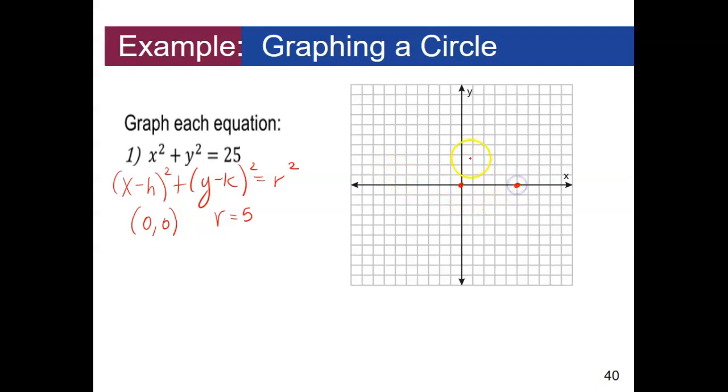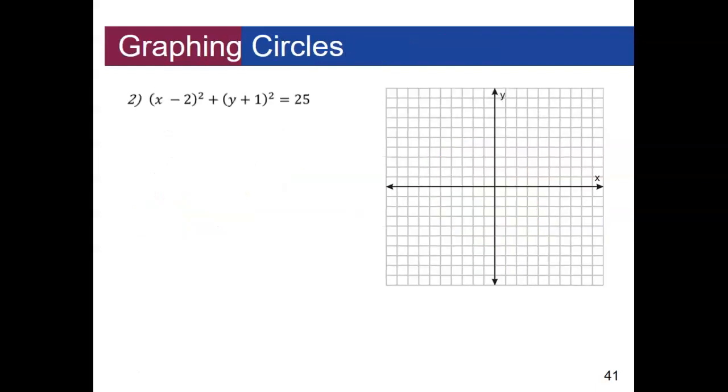So I'm going to go 5 in each direction. Okay, and then I'm going to draw in this circle, and my pen does not work great for doing this, so please understand that this is supposed to be a nice round circle. Okay, so that's the circle that is centered at the origin with a radius of 5.